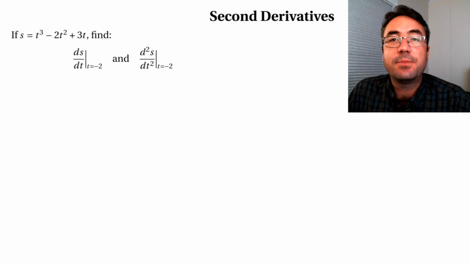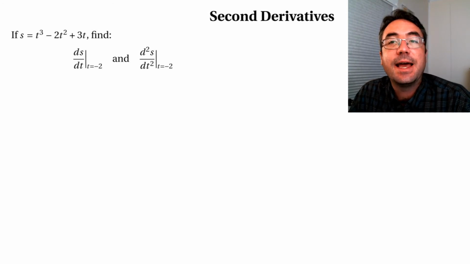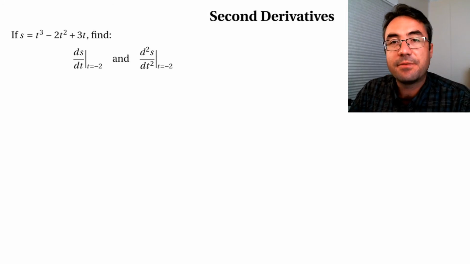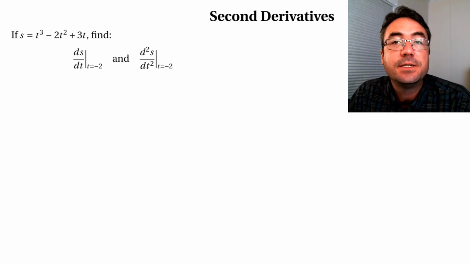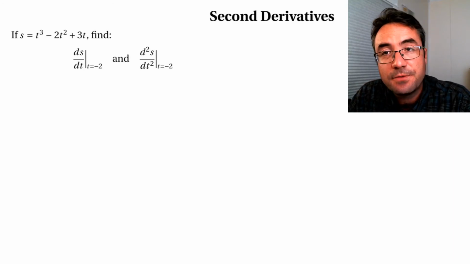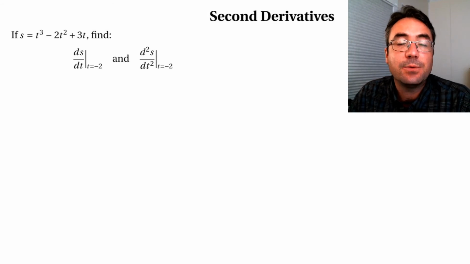All right, in the last example, we're just going to see how this process works with doing second derivatives and evaluating derivatives. So in this one, we have the function s equal to t cubed minus 2t squared plus 3t. And we're going to find the first derivative, the second derivative, and then we're going to evaluate each of those derivatives when t is equal to negative 2.